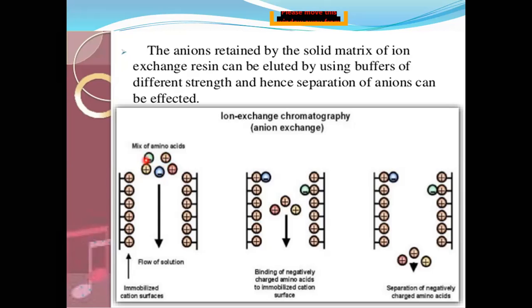So here we have two negatively charged amino acids and two positively charged amino acids. This is our bed or resin, and this plus is exchangeable. It will be exchanged with this plus. Okay. This is an immobilized cation surface.